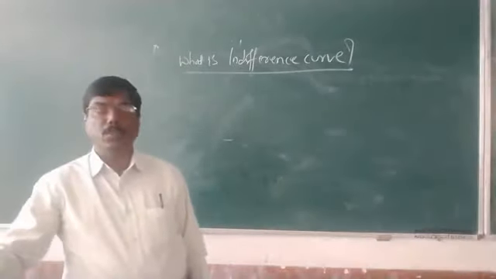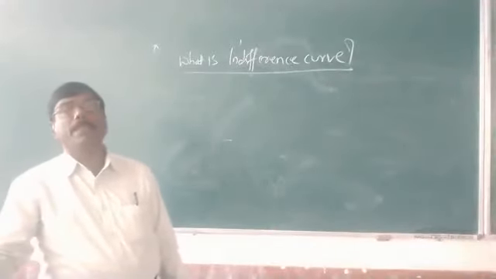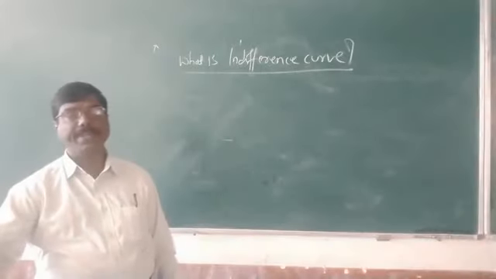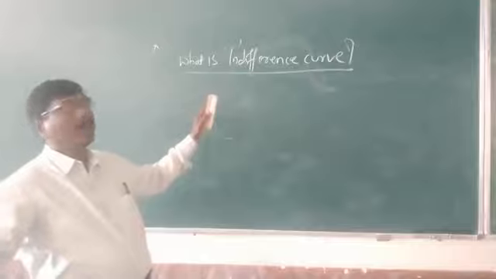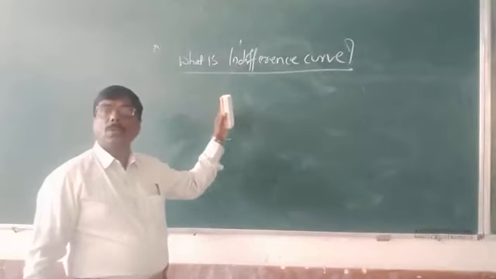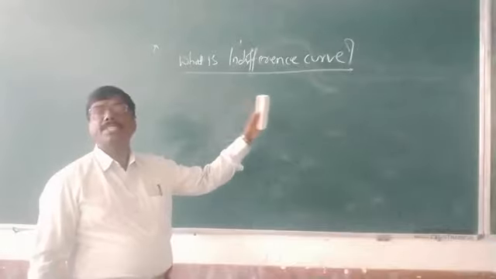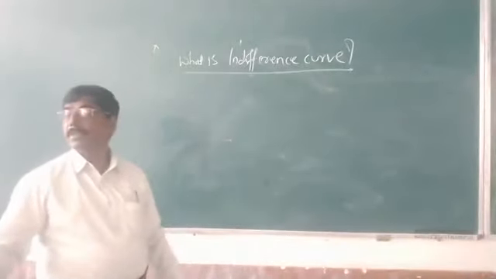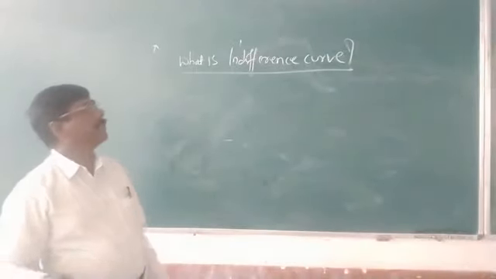Suppose a consumer consumes various goods, and the combinations of goods give the same level of satisfaction to the consumer. It is known as the indifference curve. This may be explained with the help of a table. So here is a table.